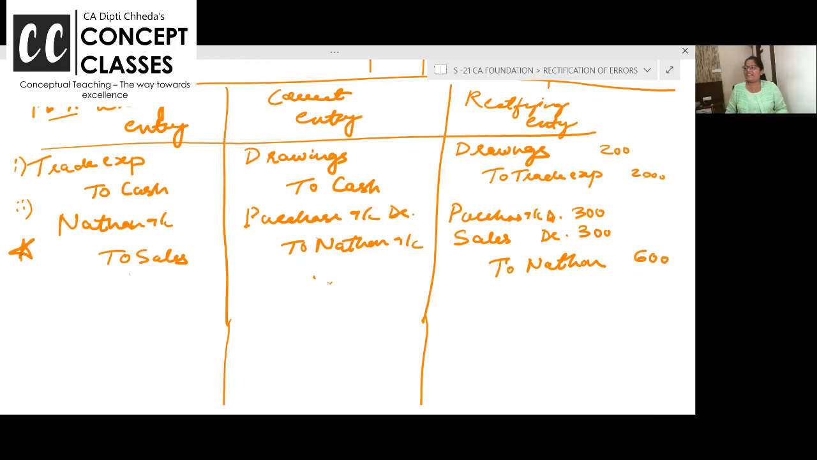One compensating error, one sale instead of purchase, one error of omission.